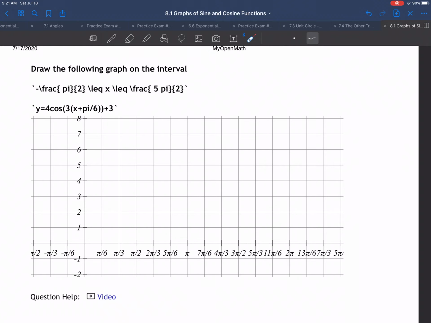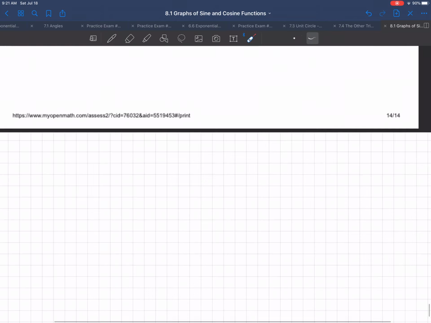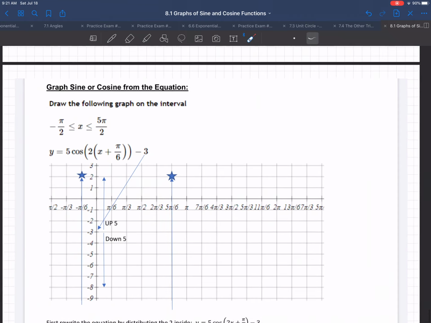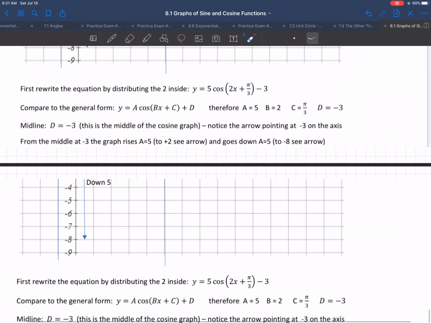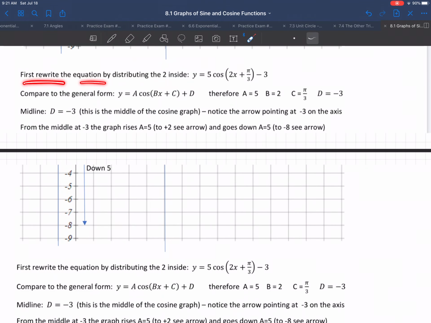Here's an example where we're graphing y equals 4 cosine 3 parentheses x plus pi over 6 plus 3. So, how do we go about graphing something like this? Well, let's look at the instructions, the notes I gave you for graphing sine or cosine. First, rewrite the equation by distributing whatever's inside.